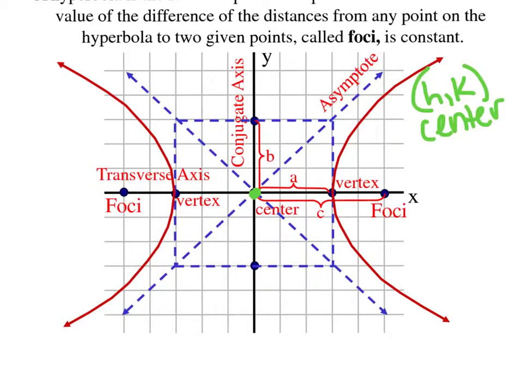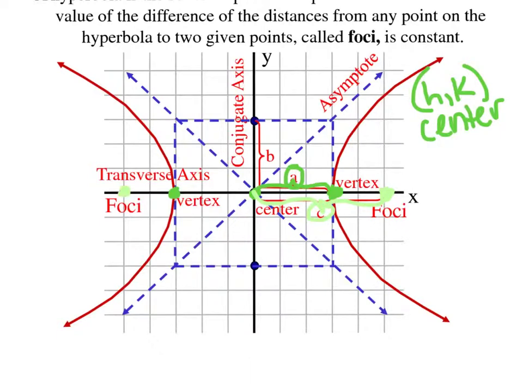All right, we always have vertices, so here and here. This is a horizontal hyperbola, so our vertices would be on the horizontal axis. And the distance is the same as with ellipses, the distance is a. We also have foci, but this time our foci are outside of the vertices, and the distance to each focus is c. But then we don't have covertices.